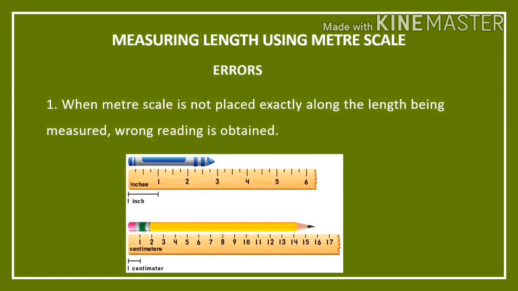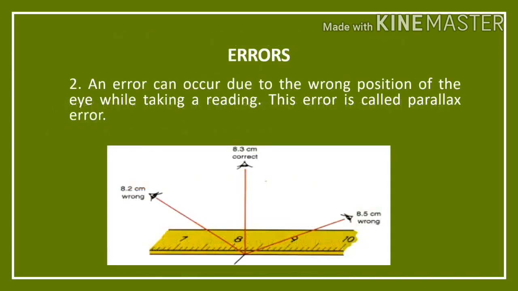Measuring length using meter scale can cause three possible errors. When meter scale is not placed exactly along the length being measured, wrong reading is obtained. Therefore, we should place the meter scale correctly along the length of the object to be measured. An error can occur due to the wrong position of the eye while taking a reading. This error is called parallax error. We should place our eye exactly above the point where the measurement is to be taken.